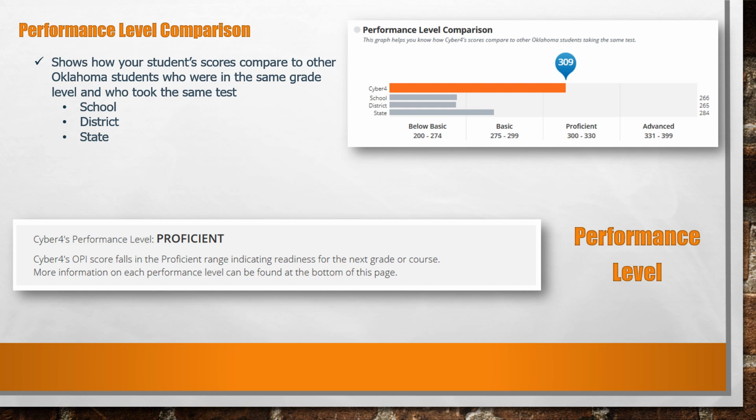The performance level comparison shows how your student scores compare to other Oklahoma students who were in the same grade level and who took the same test. You can compare your child's scores to other students in the school, in the district, and in the state. You can also view whether or not your child was proficient on this test and their readiness for the next grade level or course.